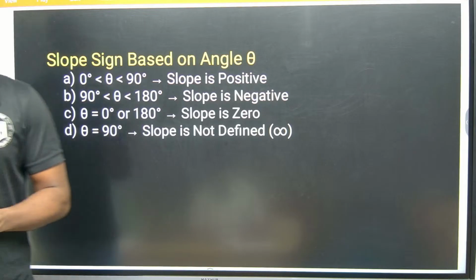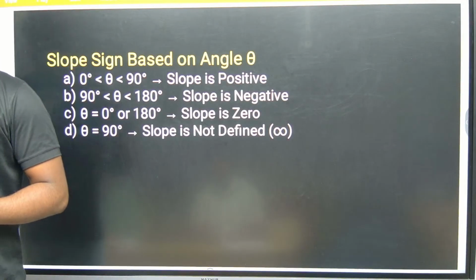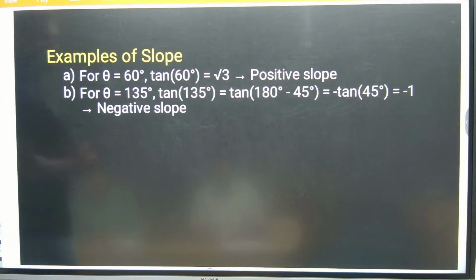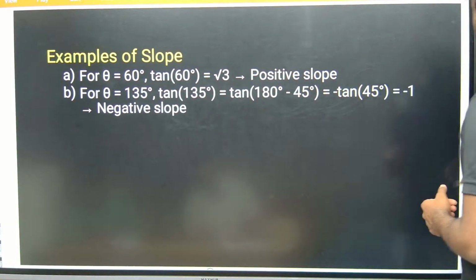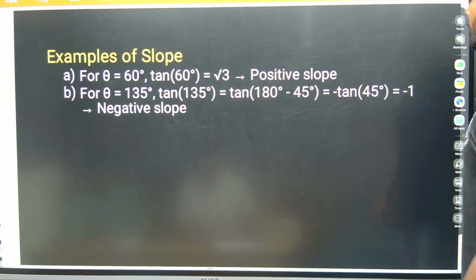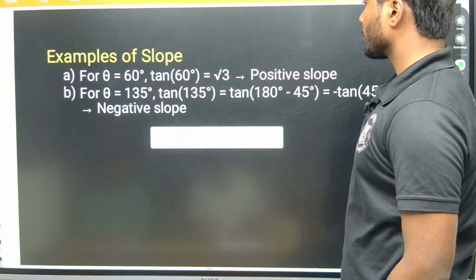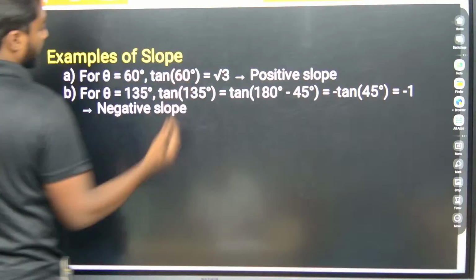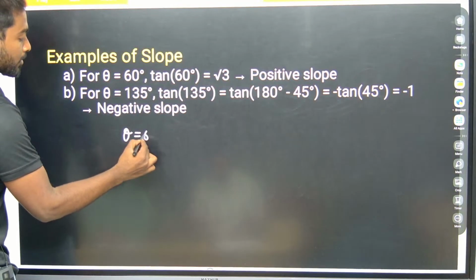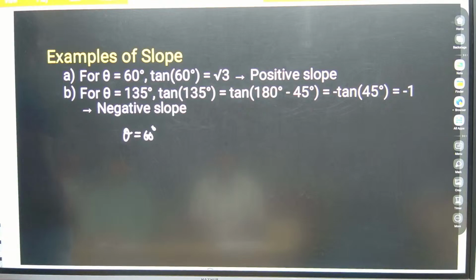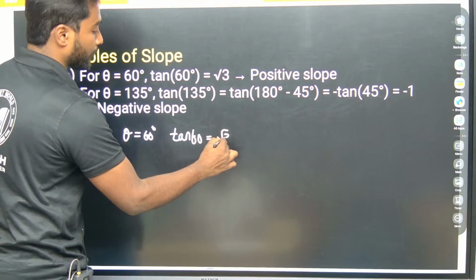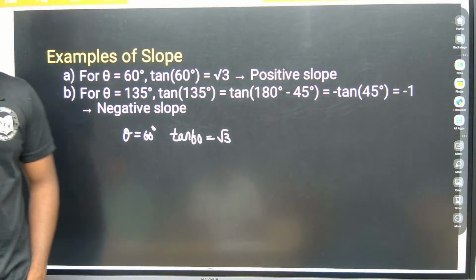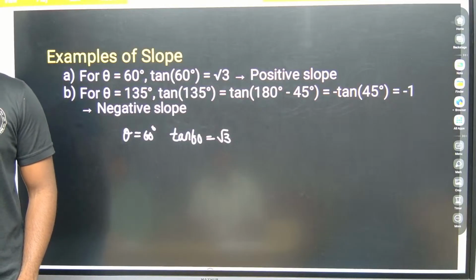Go for the example, we will see one example. Suppose theta equals 60 degrees, let me write here. If theta is equal to 60 degrees, they are asking for the slope. Slope is nothing but tan theta, right? Tan 60 is root 3. Root 3, is it positive or negative? Positive, which means the slope is increasing.